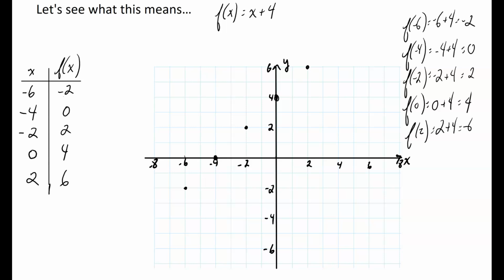Now, joining these to make a line, we're going to just connect all of these points and even extend. That's a line. It goes in both directions forever, because even values in between these integers that I've done, like say I do 1, put in a 1. 1 plus 4 is 5.